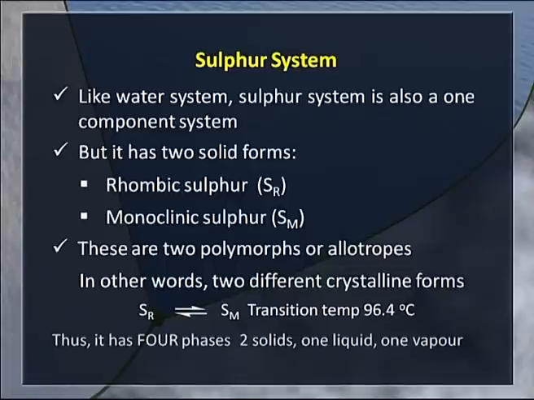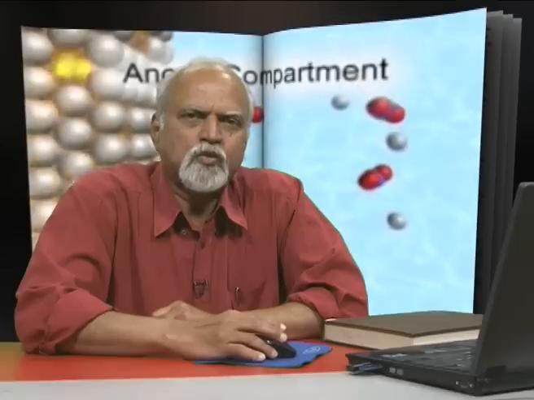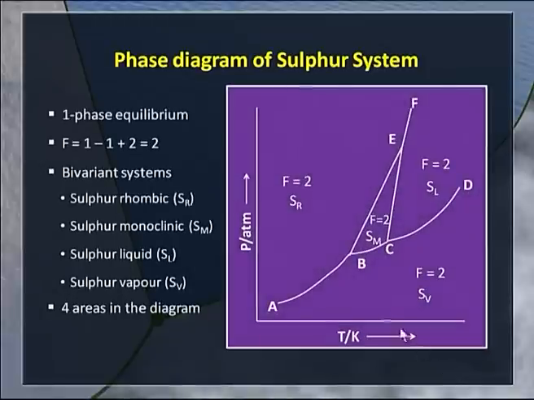That means in this sulphur system we have four phases, two solids, one liquid and one vapor. Let us apply the phase rule directly. There is one phase equilibrium corresponding to rhombic sulphur, monoclinic sulphur, liquid sulphur and sulphur vapor.